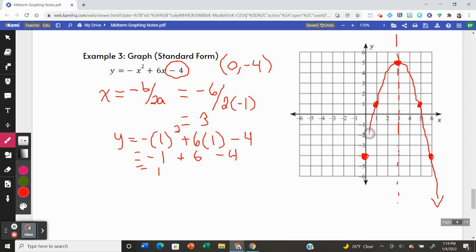Arrows in both ends. And that is how we graph a function in standard form. So graph the y-intercept that's given to you as your c value, and then use the equation x equals negative b over 2a to figure out the x-coordinate of the vertex. Plug in to get the y-coordinate, and then pick some number. It does not matter. I could have chosen 1, I could have chosen 2, I could have chosen 4, I could have chosen 5. It really doesn't matter. Just make your life as easy as possible.